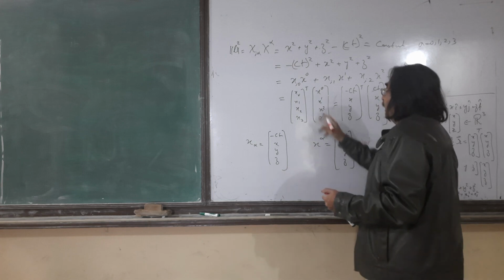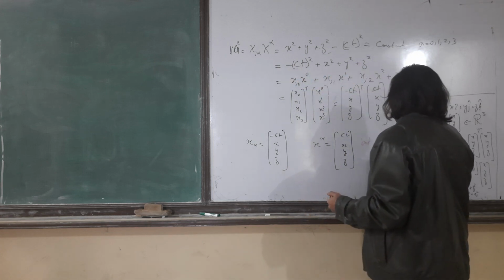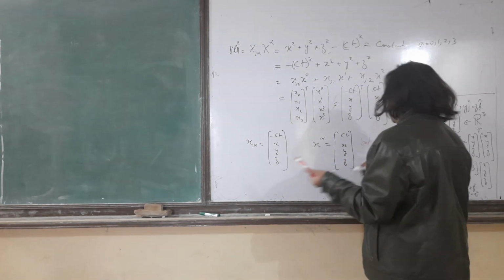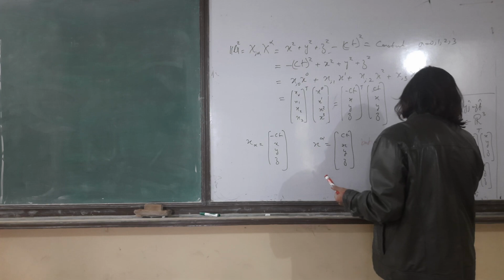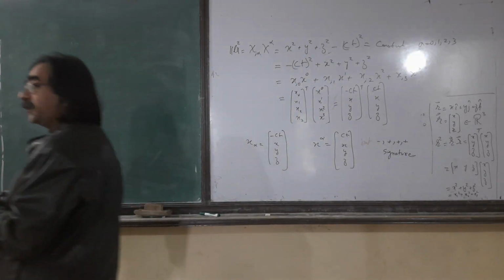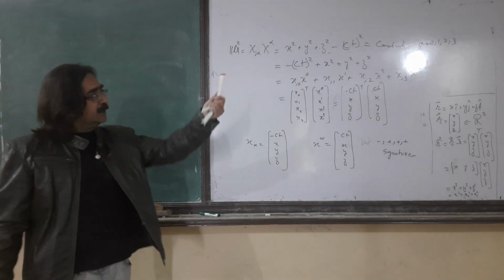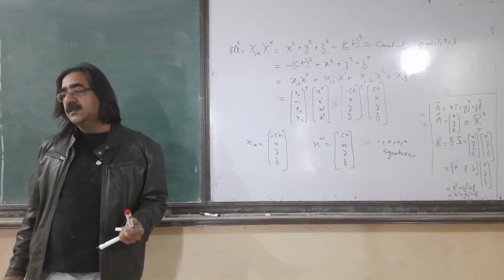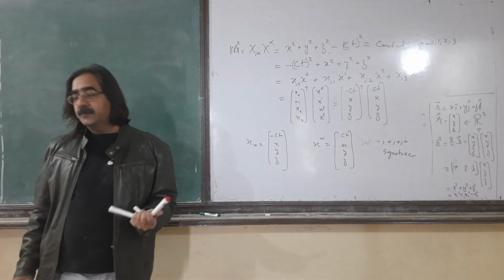But why is the signature minus plus plus plus? This signature is defined as minus plus plus plus signature. Got it? Because the first component is minus and all the remaining components are positive. That's why it is defined as a minus plus plus plus signature.